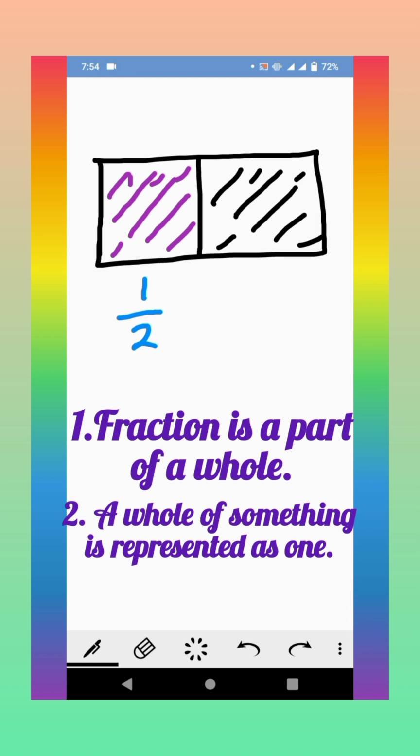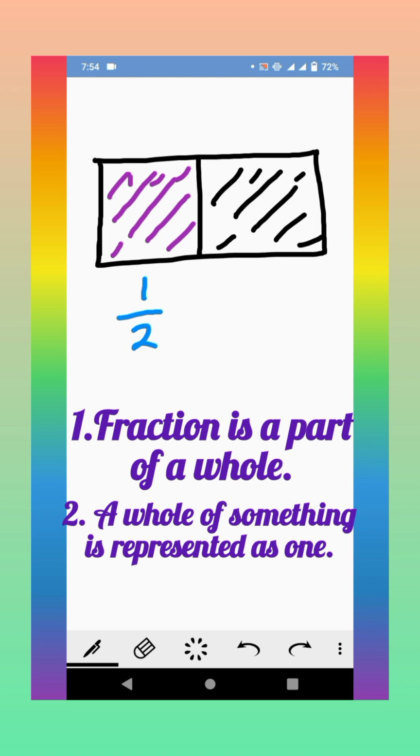A fraction simply means a part of a whole. A fraction of something is a part of the whole of that thing. It's like if I have 100 naira, then I take 50 naira. I've taken half of it. That is, I've shared the 50 naira into two places and taken one portion.